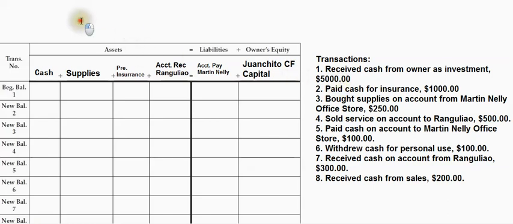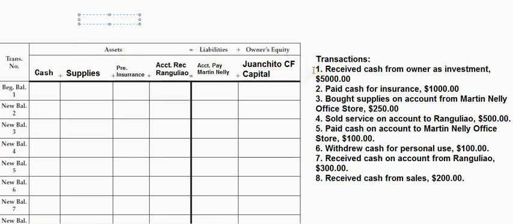First of all, let me try to type to make sure I can type. Hello. So yes, I can type, and minus and plus, I can do that. Very good. So let's start analyzing transactions.